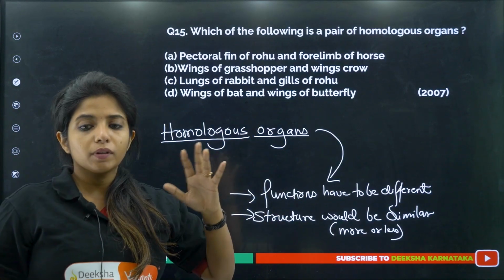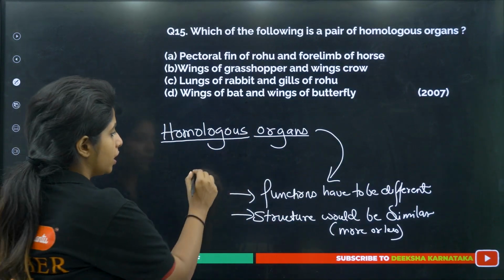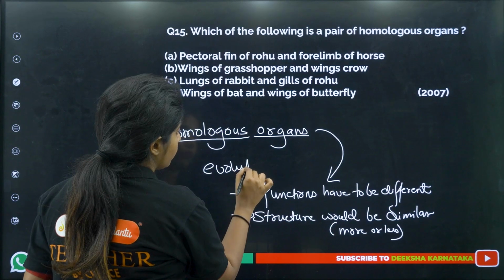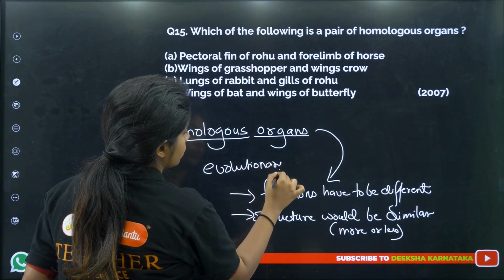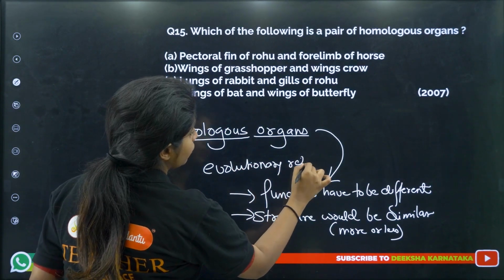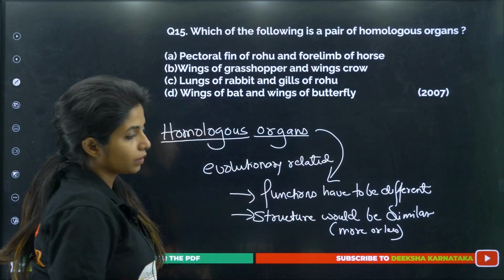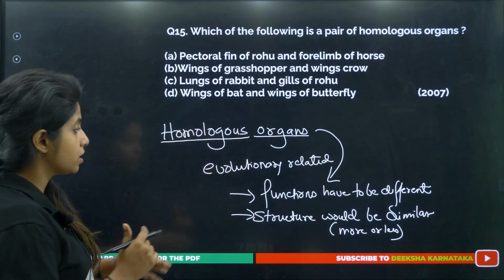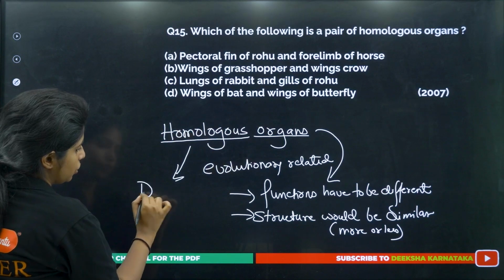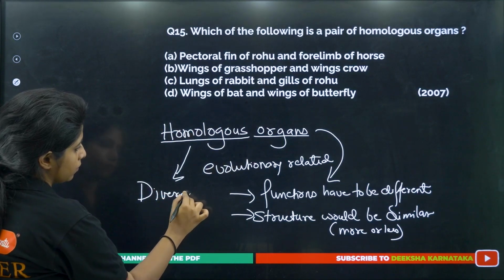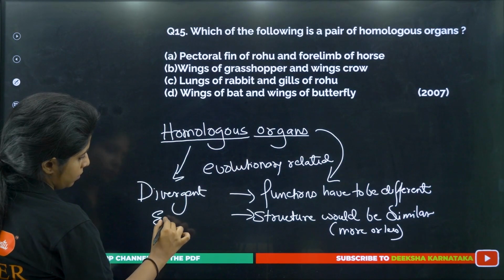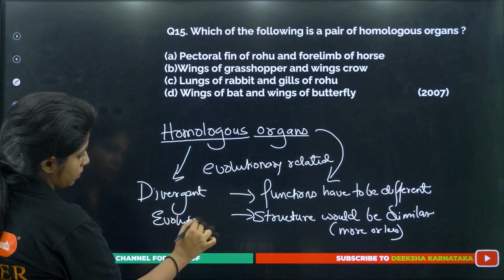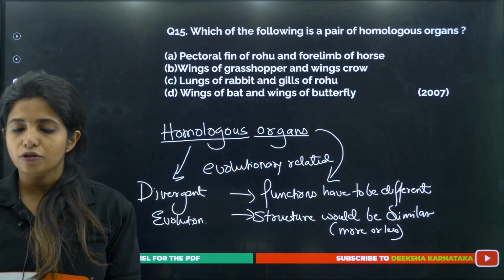So whenever you see the anatomical structure, they are evolutionarily related, children. Whoever will be having homologous organs, they will be evolutionarily related. And this type of evolution, which gives rise to different organisms from the same common ancestor, you call this as divergent evolution.